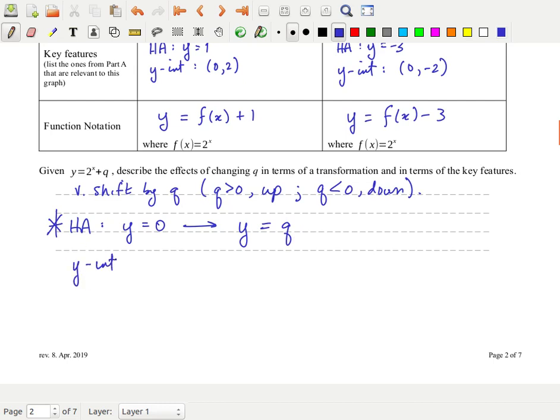Maybe something to consider, but not quite as reliable, is that in this case, the y-intercept, which was at 0, 1, where did it move to? It moved to 0, and since it was 1, that's going to be 1 plus q. So this one is not as important because depending on other transformations that could be present, for example, vertical stretches, that one can be affected by a vertical stretch. But this y equals 0 is only affected by vertical shifts.